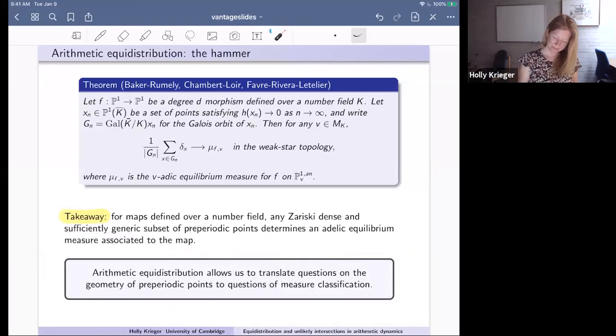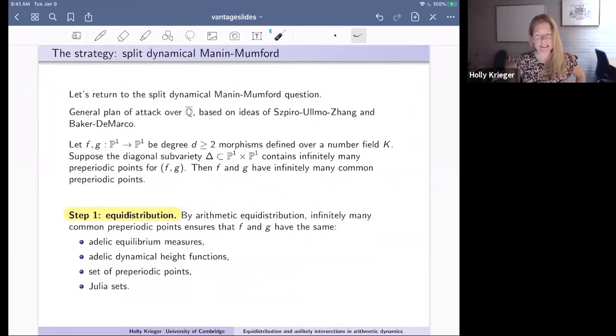All right. So what does this have to do with dynamical Manin-Mumford? Well, as I just said, we should be able to read off something about the geometry of where these height zero points can live in the case when we have an arithmetic setup, when everything is defined over a number field. And so this general plan of attack that was successful, for example, in the split case for dynamical Manin-Mumford, is based on the ideas of Szpiro, Ullmo, and Zhang, but due in the dynamical setting to Baker and DeMarco. And the idea is this.